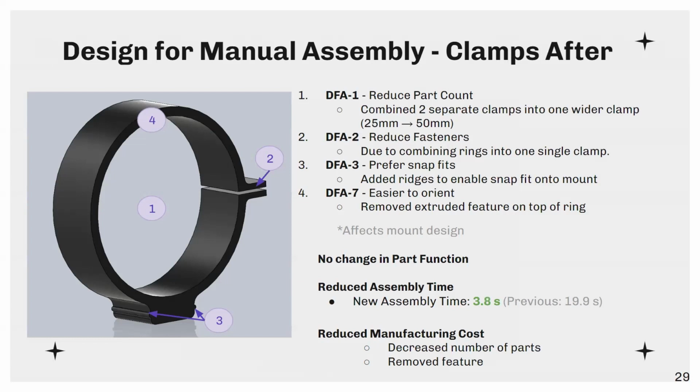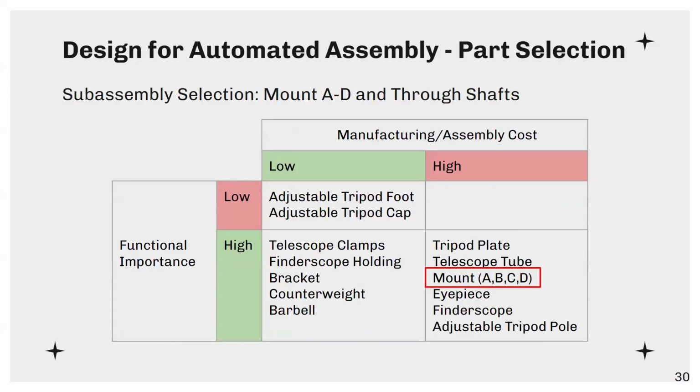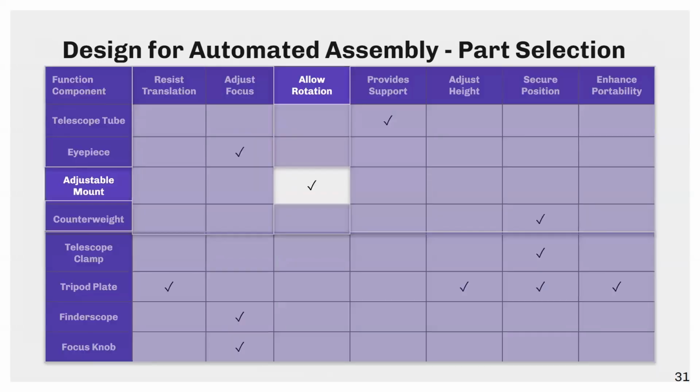From the quad chart, we chose the platform subassembly of mounts A through D to redesign for. This includes the through shafts within the mount parts. This was chosen because of the high importance of the subassembly, but corresponding high cost. We see from the mapping matrix that the primary function of the mount subassembly is to allow for a variety of degrees of motion within the telescope.